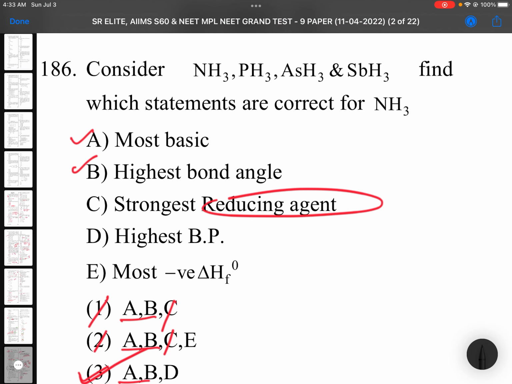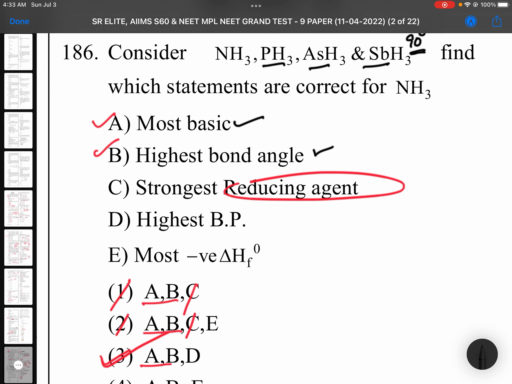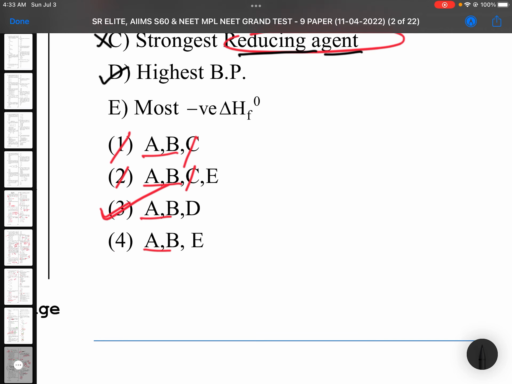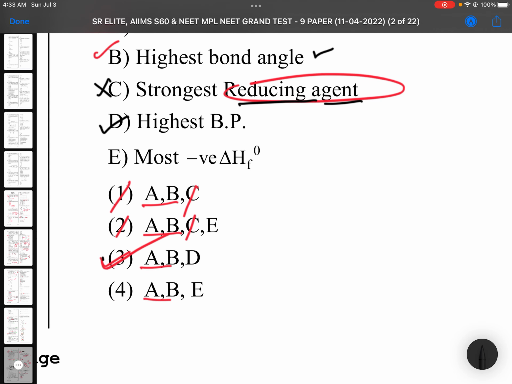Consider NH3, PH3, AsH3, SbH3. Find which statements are correct for ammonia. Ammonia is most basic, right? Ammonia has the highest bond angle, that is also right, because bond angle decreases. PH3, AsH3, SbH3 will have approximately 90 degrees. And the highest boiling point is also right. It is not a reducing agent because nitrogen has very strongly bonded hydrogen atoms. So this must be wrong. So options A, B, D.